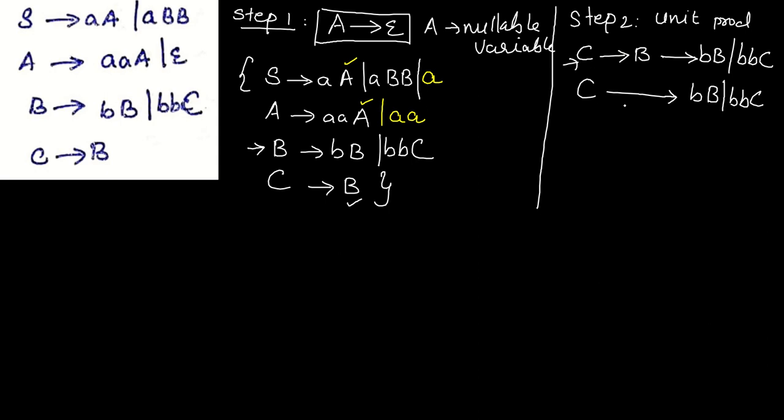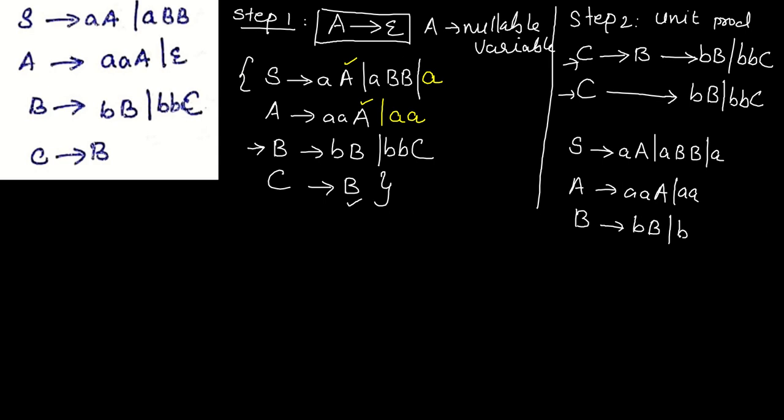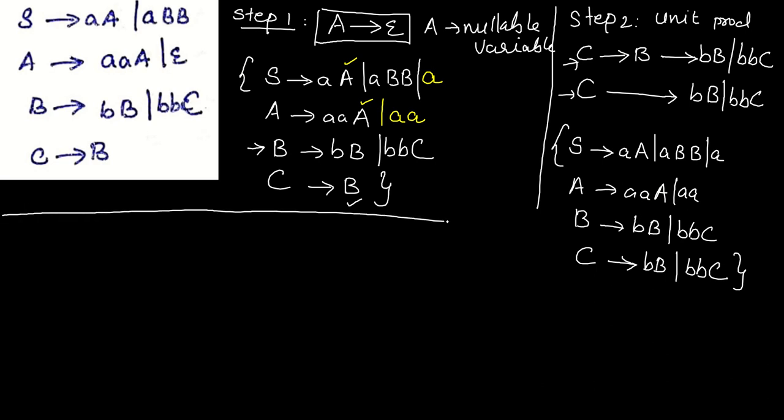replaced with this one. So I am going to rewrite all the productions again. There is no more unit production, so I have removed all the unit productions in this step. Now S gives A or ABB, then A gives a or A, then B gives BB or BBC, and instead of C gives B, I will write BB and BBC. This is the production after removing unit productions. There is no more unit production in it.